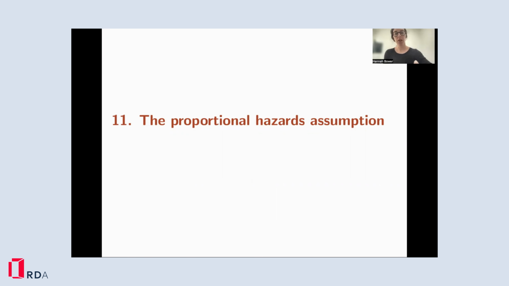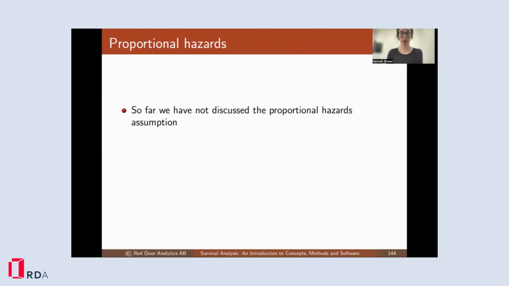In this section of the course, we'll be talking about the proportional hazards assumption and how to assess this. So far, we haven't discussed the proportional hazards assumption more than saying that the Cox model is called the Cox proportional hazards model because it makes this assumption, but what this assumption is, we haven't covered yet.